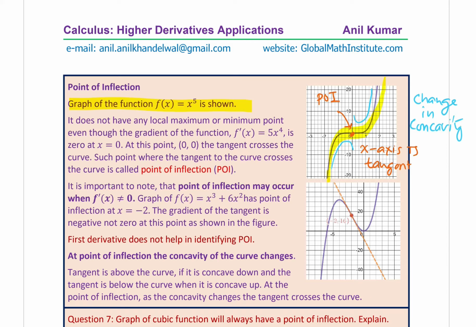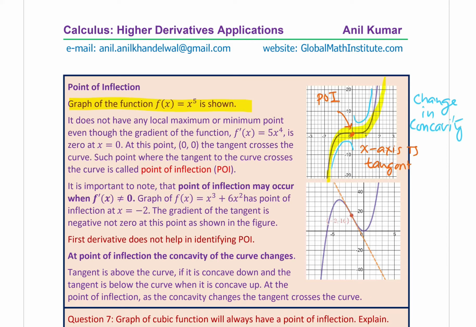So what identifies point of inflection? That is what we are going to look into now. So at point of inflection, the concavity changes. That's the key. Since the concavity changes, it is the second derivative which is of prime importance. And we'll look into that part in this video, right? So let's continue with this.